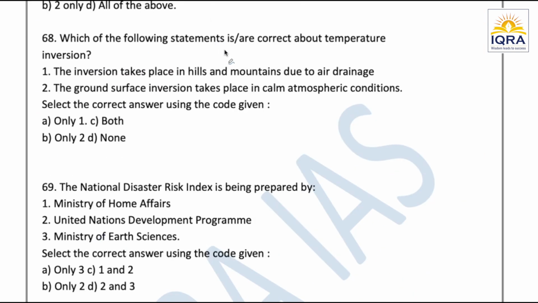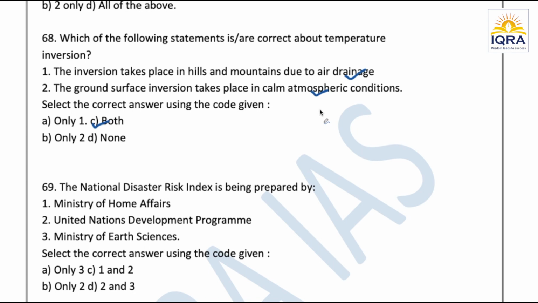Which of the following statement is correct about the temperature inversion? Temperature inversion के बारे में पूछा हुआ है. Though we have dealt with this topic earlier as well in our questions. But again, statement 1 says the inversion takes place in hills and mountains due to air drainage. Yes, it does. This is the correct statement. The ground surface inversion takes place in a calm atmospheric condition. Again, this is the correct statement. So option C, that both the statements are correct, is the right answer for this question.